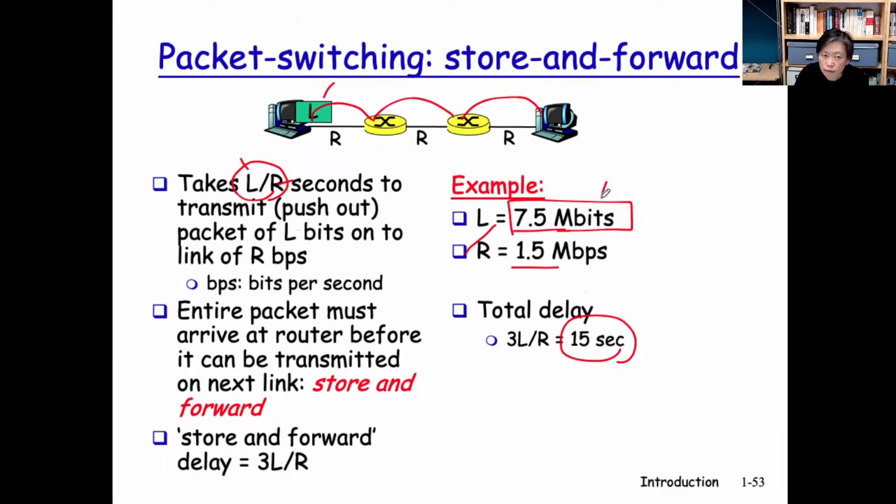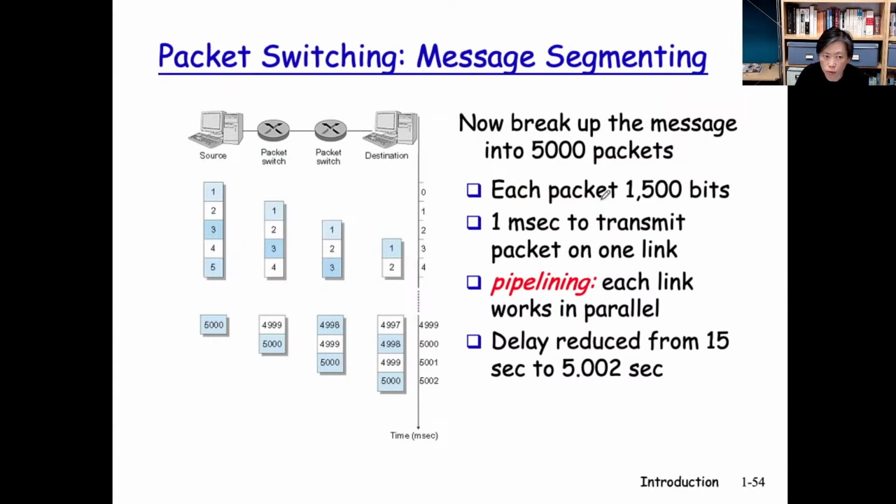Let's try dividing this large message into smaller packets and see how it will work. 7.5 megabits, let's divide it into 5,000 packets. This way, each packet is only this big, 1.5 kilobits.